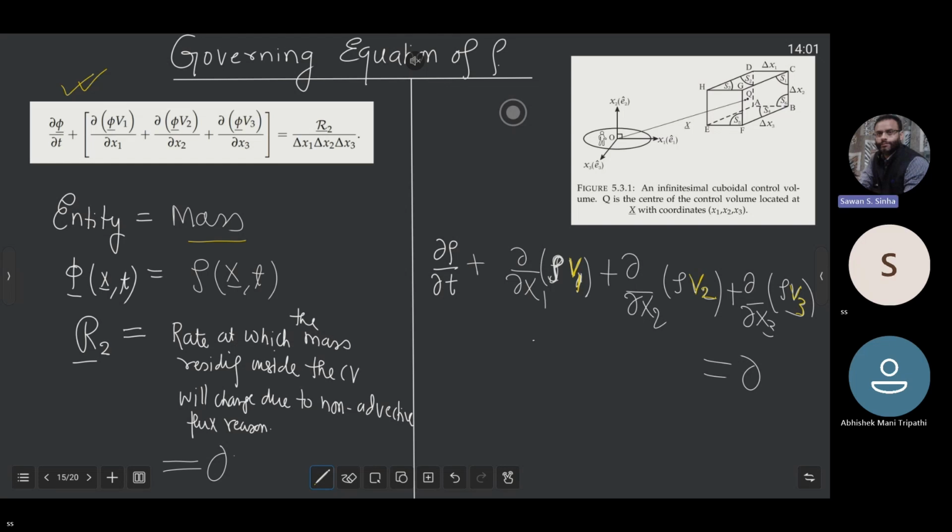And then R2 is the rate at which the mass residing inside the control volume will change due to non-advective reasons. That is 0 according to the law of conservation of mass. So when I substitute phi by rho here and set R2 as 0, this is the equation I got.